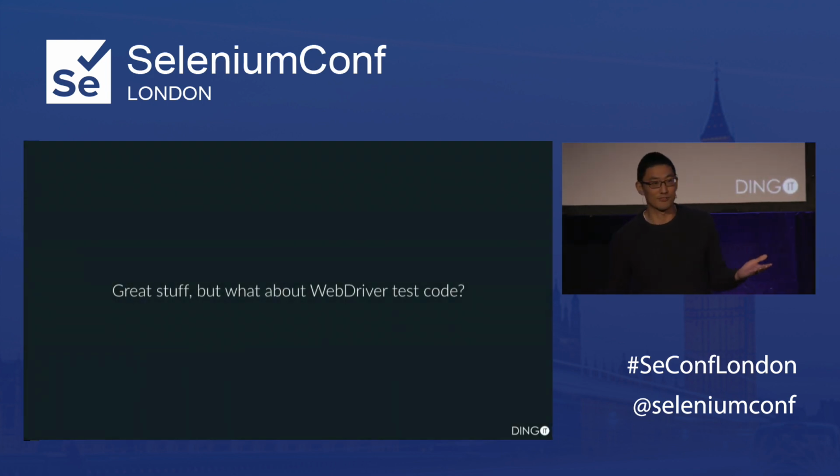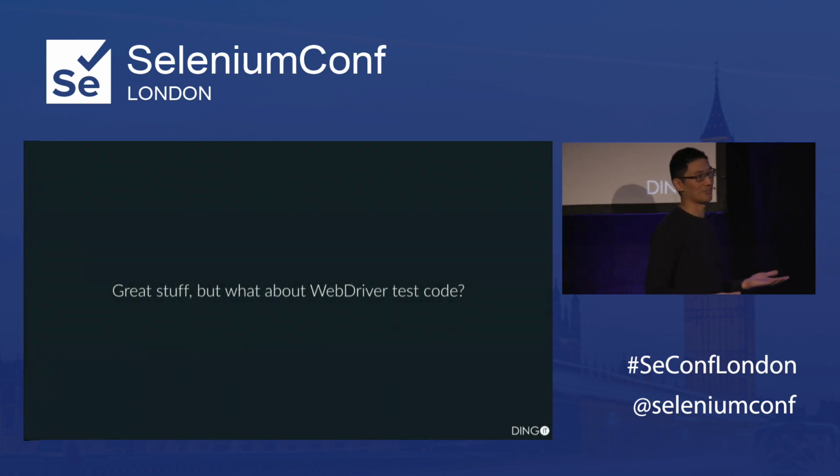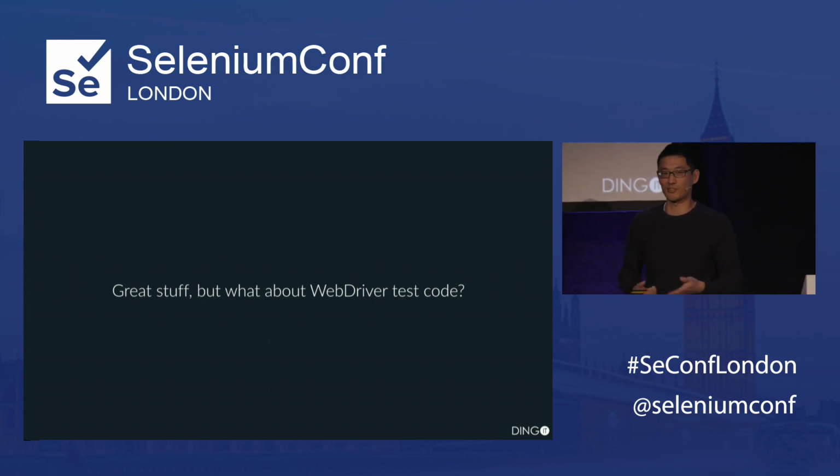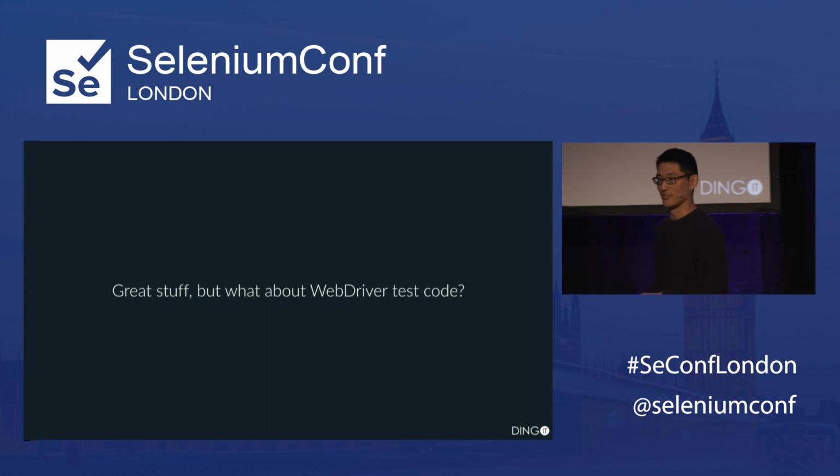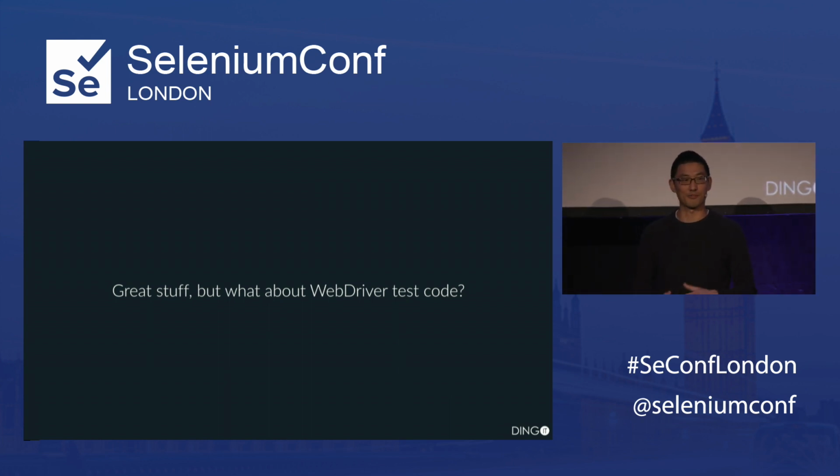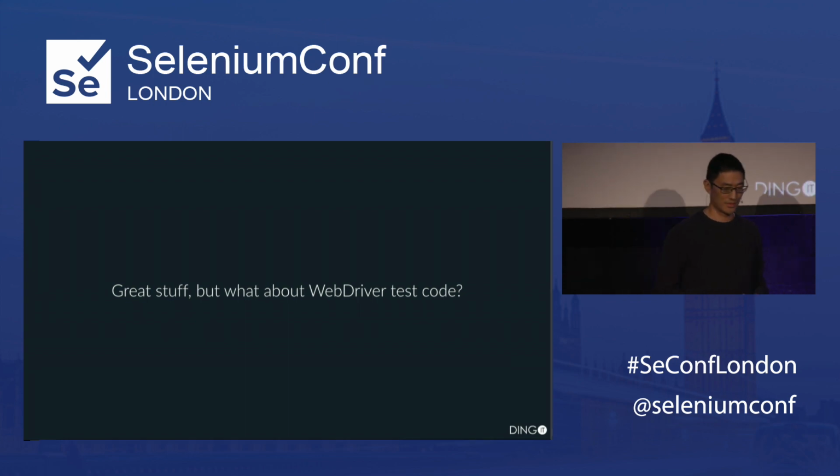And you're like, well, great stuff, right? You've seen all these linting rules, and it's like, well, this is all for application code. I'm writing test code, so what is this going to help me? Well, of course, you can have the same code style, but what about the WebDriver test code?